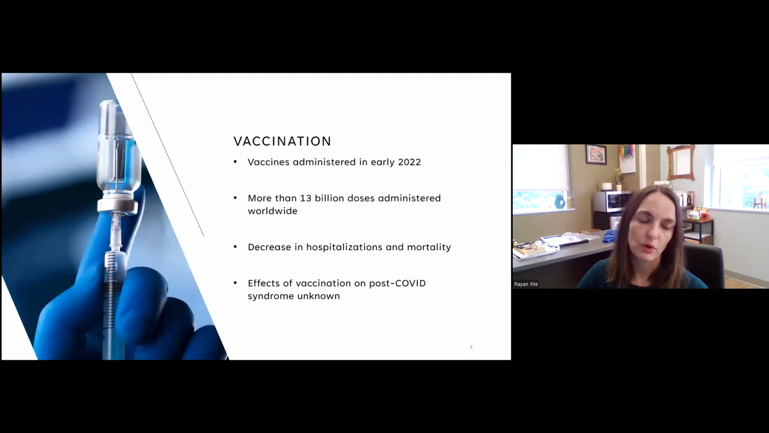Vaccination came out and was started to be administered in early 2022. More than 13 billion doses of vaccination were administered at the time of this study worldwide. Vaccinations have demonstrated a decrease in hospitalizations and mortality, but the effect on post-COVID syndrome with vaccinations is really quite unknown.